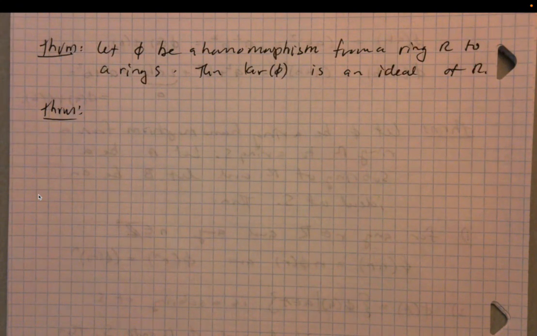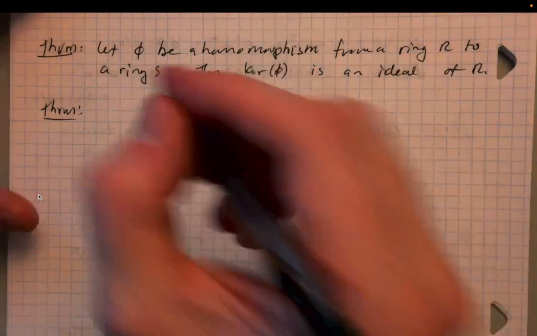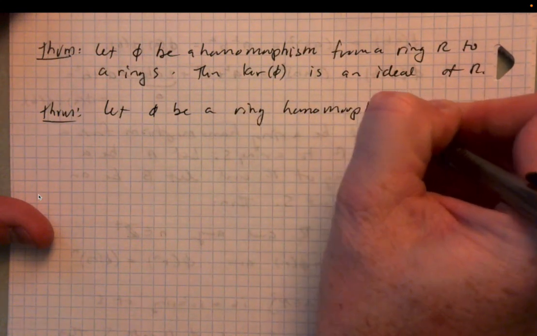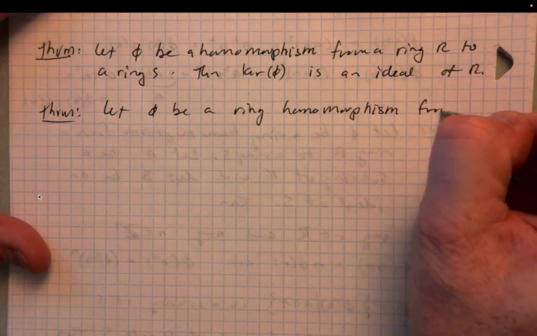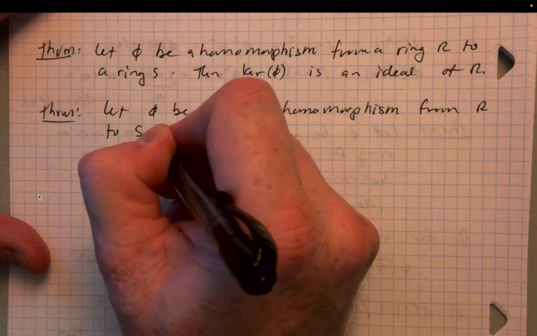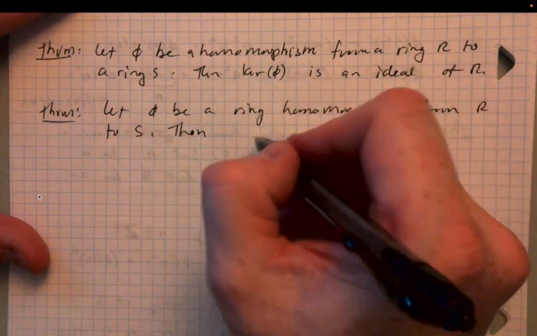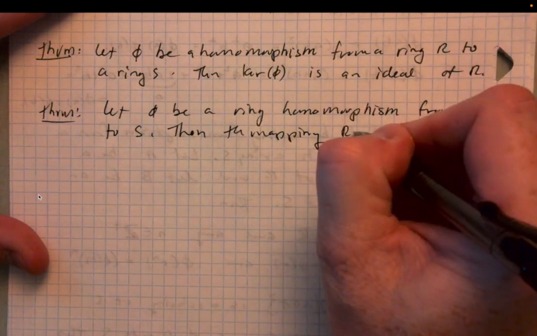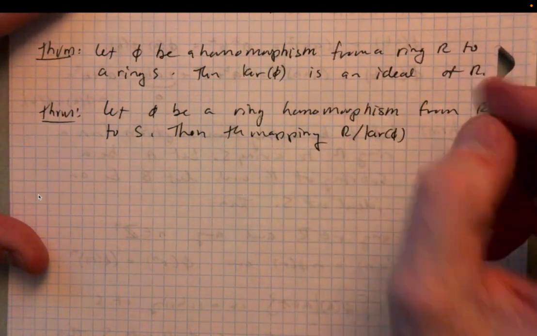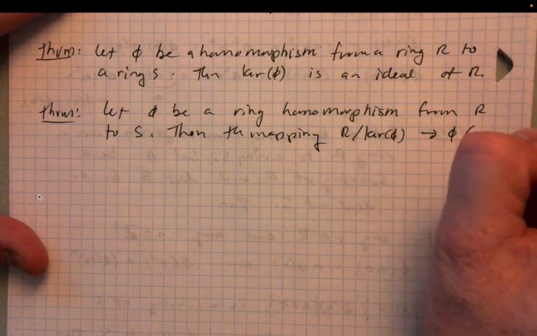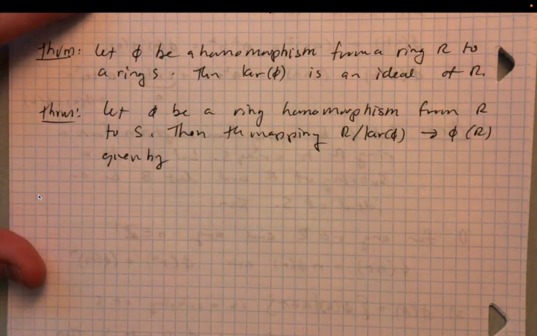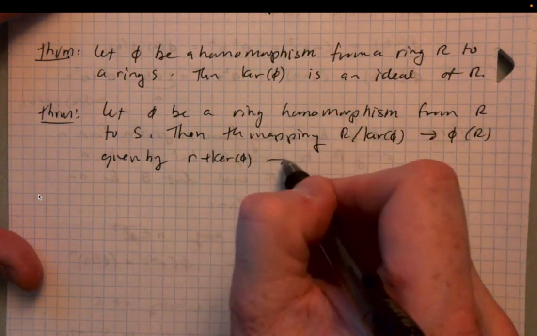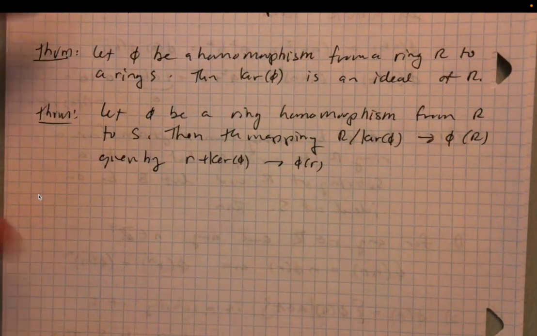Let phi be a ring homomorphism from a ring R to a ring S. Then the mapping of R mod kernel phi to phi of R, given by R plus whatever the kernel of phi is maps to phi of R, this is an isomorphism.